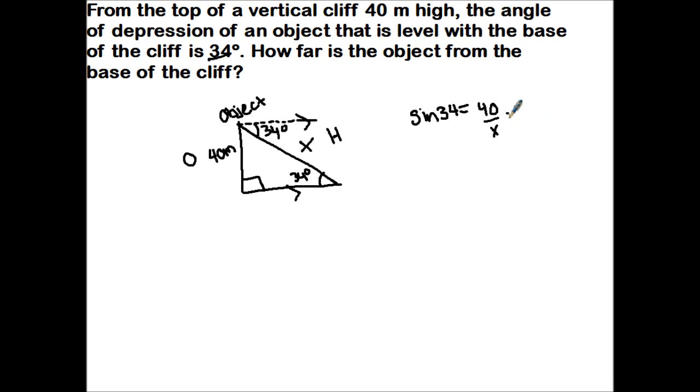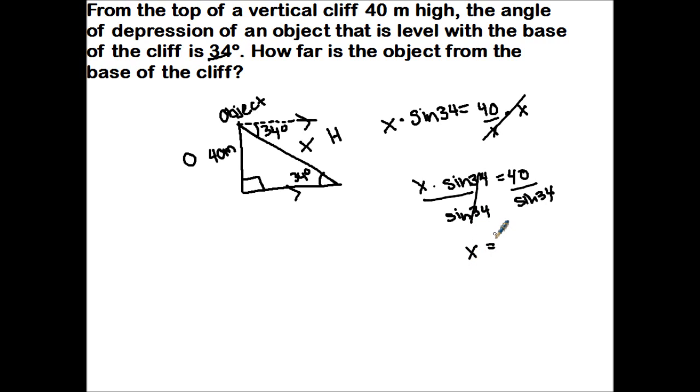Well, I'm going to have to get x out of the denominator, so we can multiply both sides by x. These cancel, so I'm left with x times the sine of 34 equals 40. Solve for x, so we're going to have to divide by sine of 34. So these cancel out, so I get x equals, let's put that in our calculator, 40 divided by sine of 34. And we should get 71.5. Let's round to the nearest tenth, so 71.5. And it looks like my units were meters.